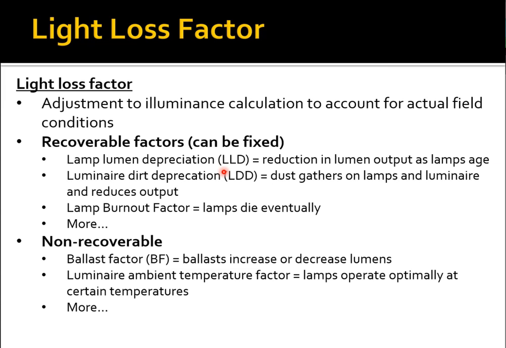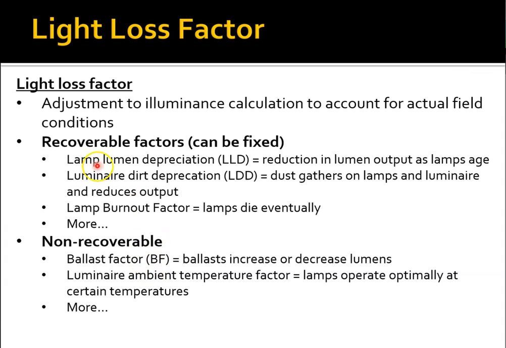Initially it's going to be brighter, and it's not going to take that long to be dimmer. Lamps lose their light over time. It's just the property of the lamp. We have luminaire dirt depreciation, which is LDD, and that is dirt and dust getting on the lens and the luminaire. Again, this is what happens in the real world. We have things like lamp burnout factor, and there are some other ones you can consider, but we'll stick to the main ones. These are the primary ones that we use, LLD and LDD.